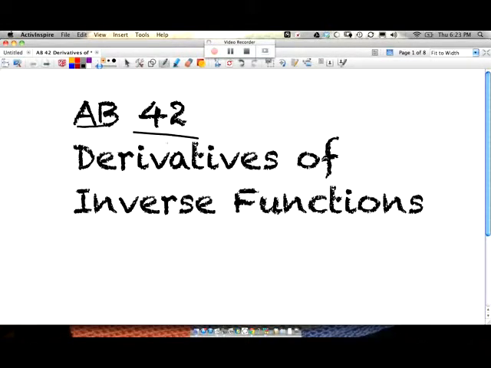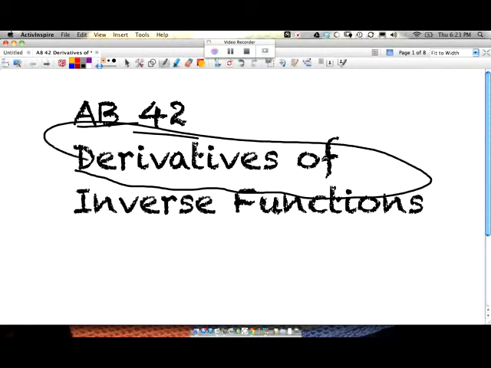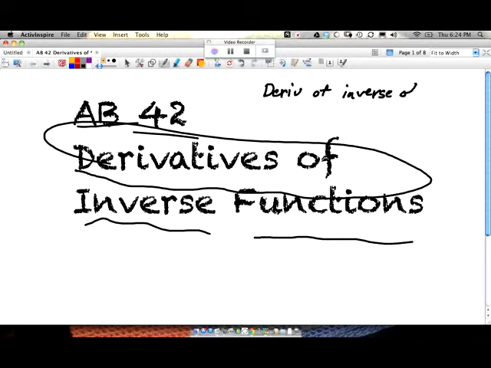Okay, calculus, we are here looking at AB 42, derivatives of inverse functions. So the big idea here is in this prompt itself. There's going to be a prompt that you might see on an AP test or some other calculus exercise where it says find the derivative of the inverse of something at x equals something. This is a pretty common prompt, so let's see how we would attack it.